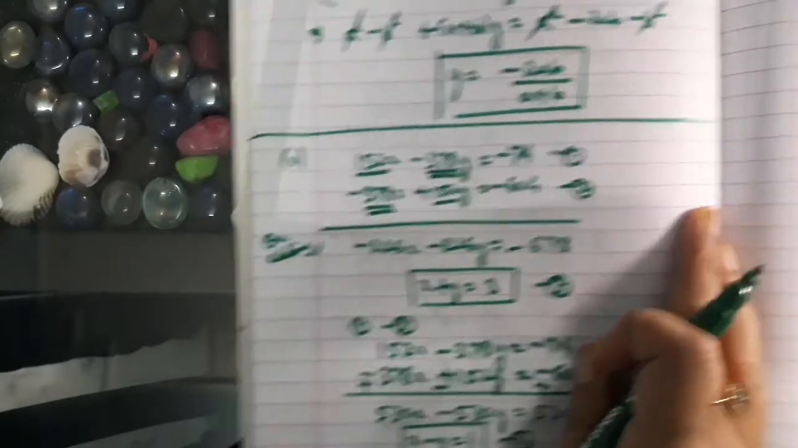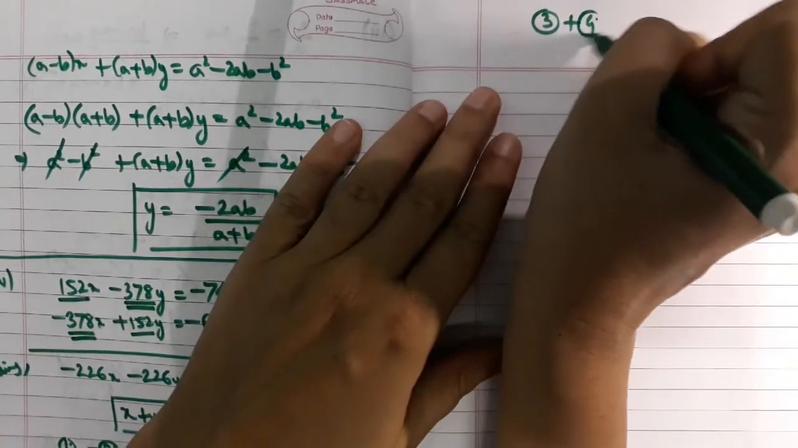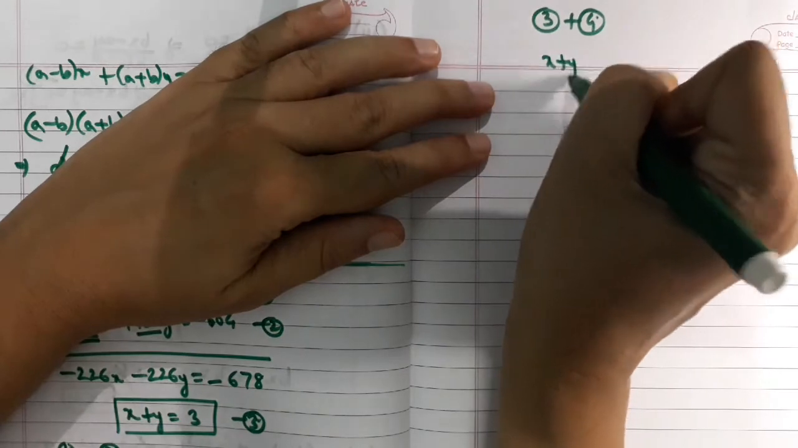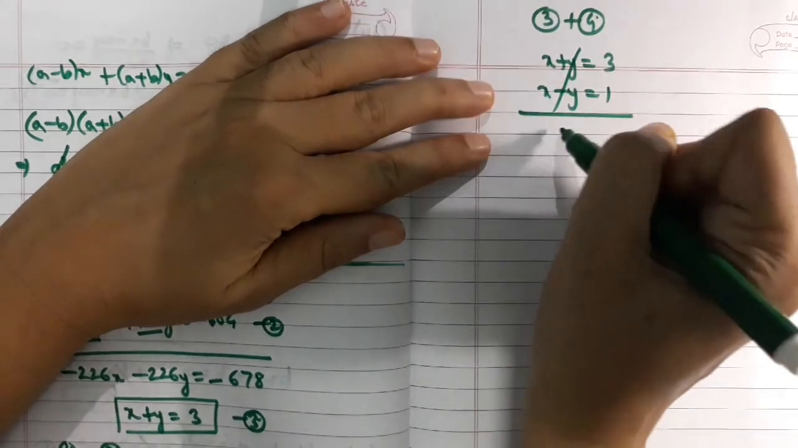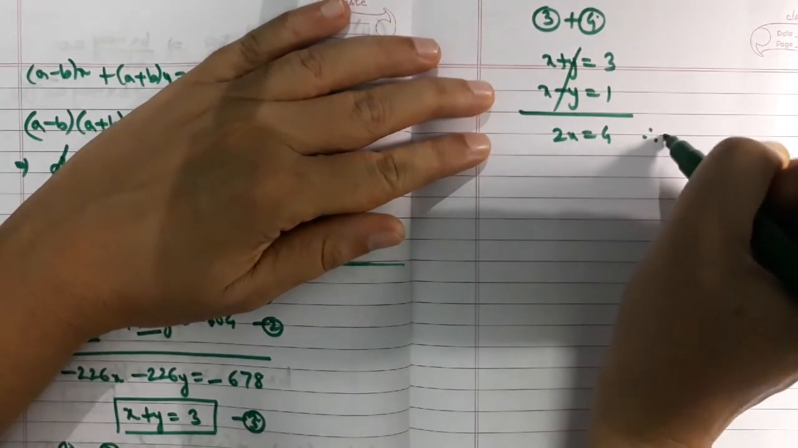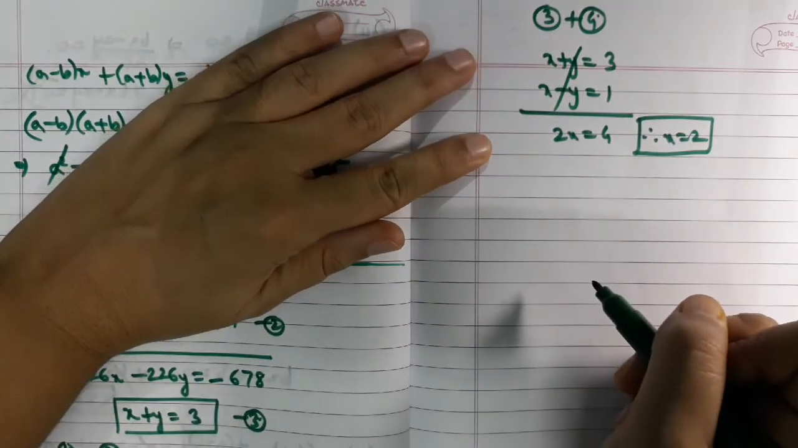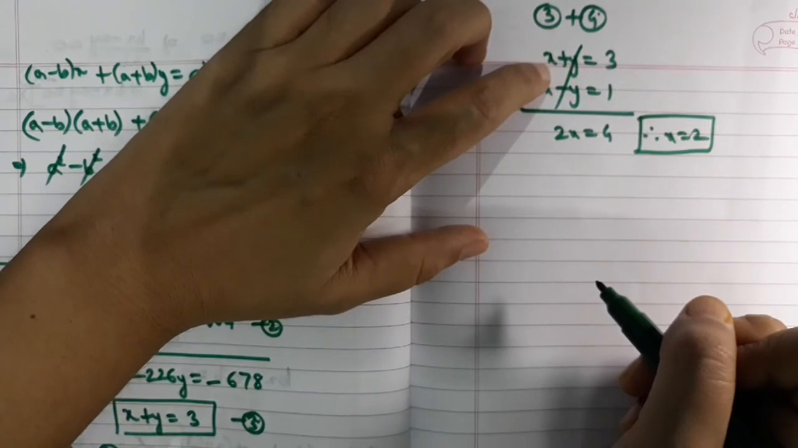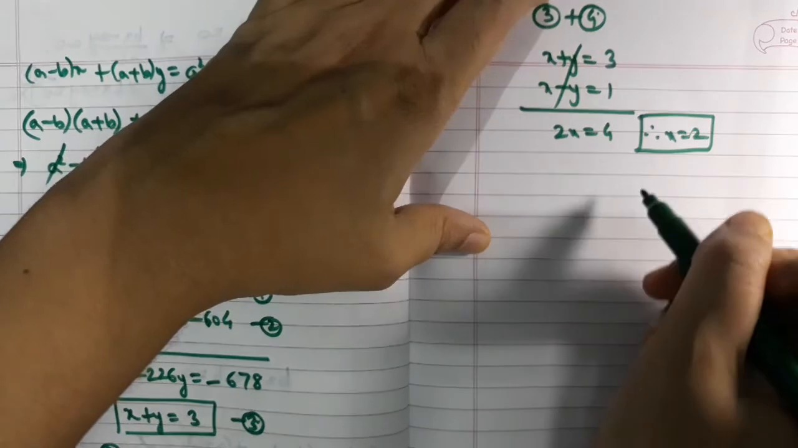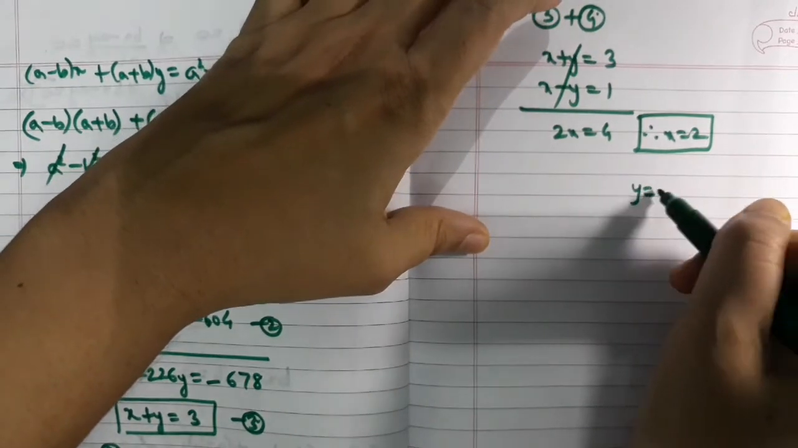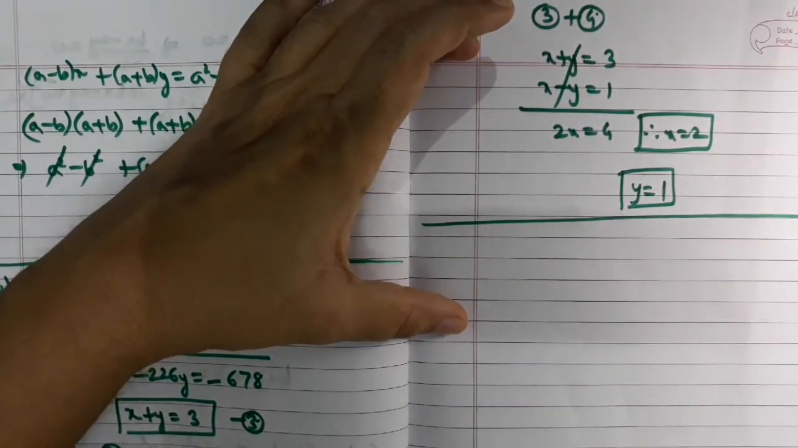So let us add the two equations. Equation 3 and we add equation 4. So x plus y is equal to 3 and x minus y is equal to 1. So we get 2x is equal to 4, or the value of x comes out to be 2. Now we substitute this value of x in any of the equations. Suppose I substitute it over here. So 2 plus y is equal to 3. So y is equal to 3 minus 2, that is 1. So this is the final answer.